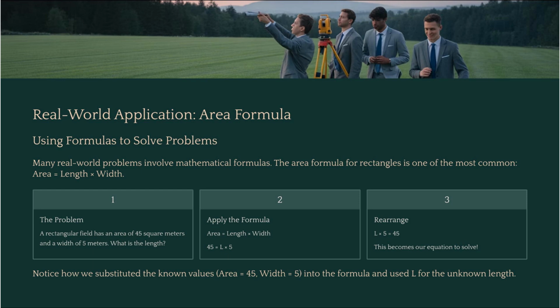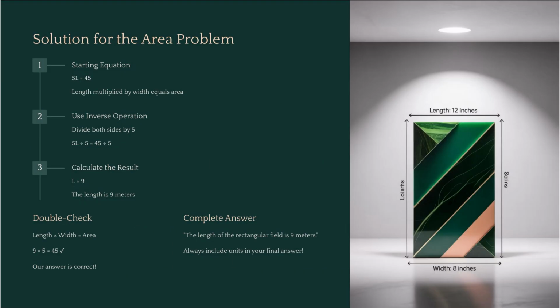We can even use algebraic formulas to solve real-world problems. The formula for the area of a rectangle is length times width equals area. If a field has an area of 45 square meters and a width of 5 meters, what is the length L? We substitute the known values to write the equation L times 5 equals 45. The equation is 5L equals 45.